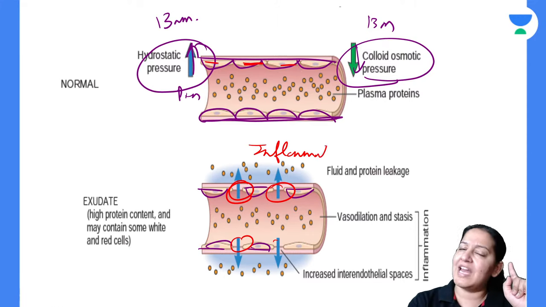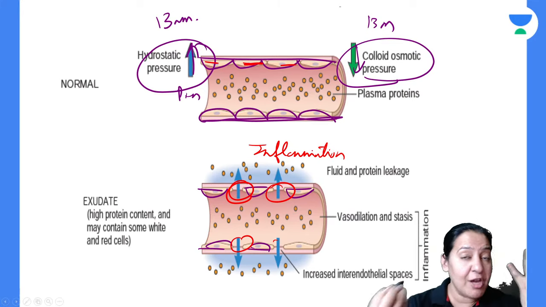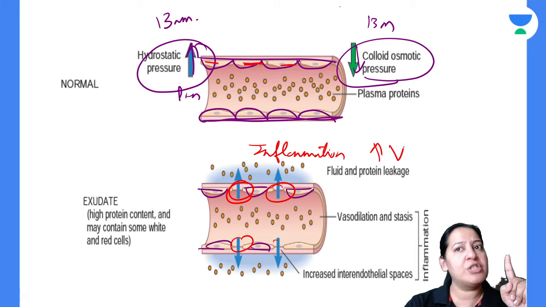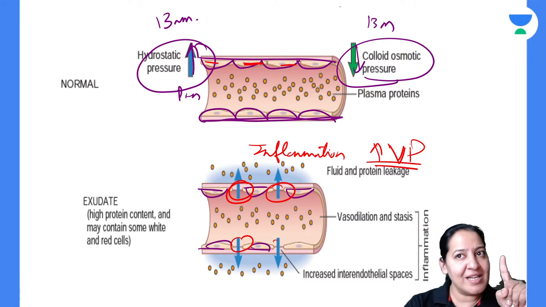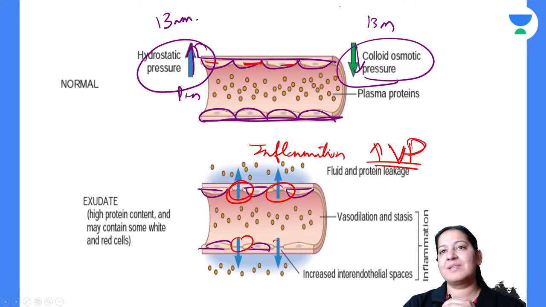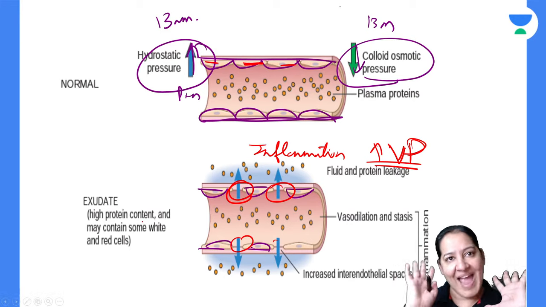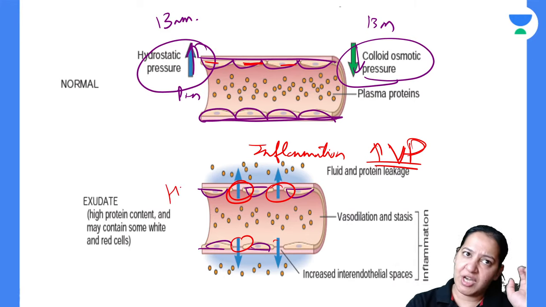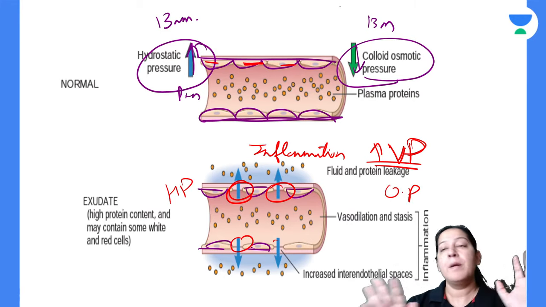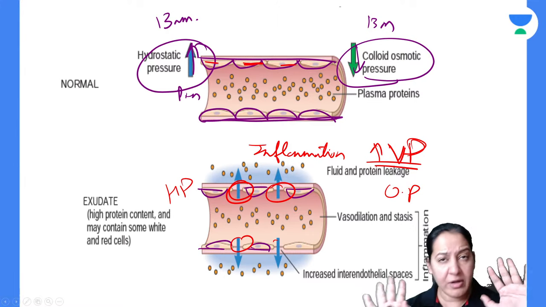If inflammation occurs in any part of the body, the vascular permeability increases. This is known as increased vascular permeability. The blood vessel is more permeable now. So what will happen in this condition? The pressures are normal. I agree the pressures are normal. Hydrostatic pressure is equal to osmotic pressure. But that is not the reason for edema.